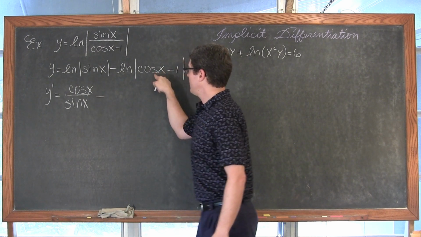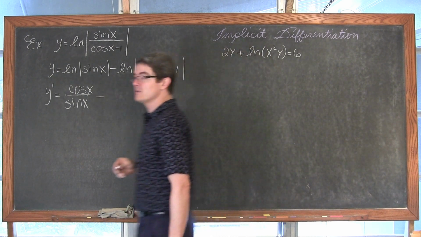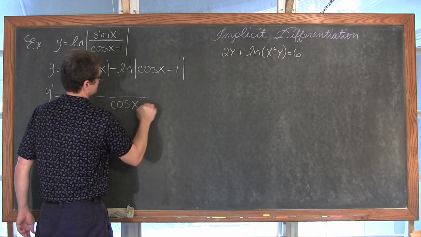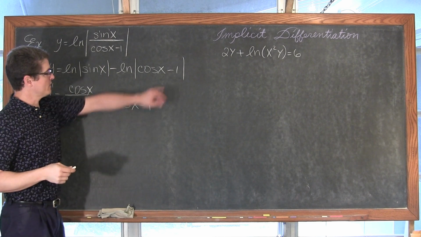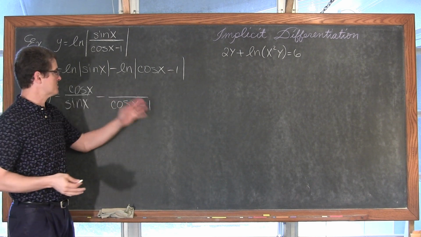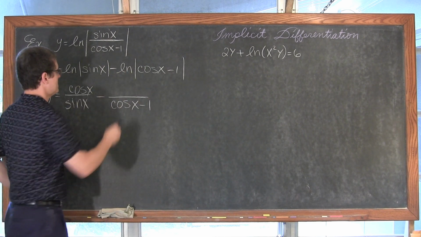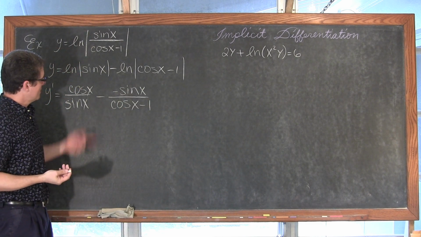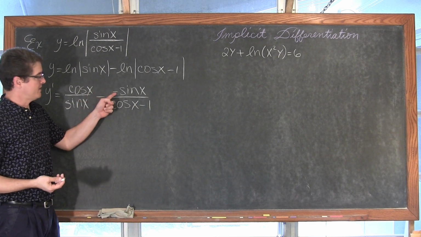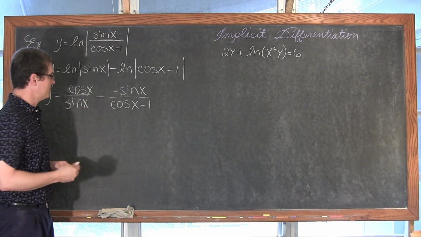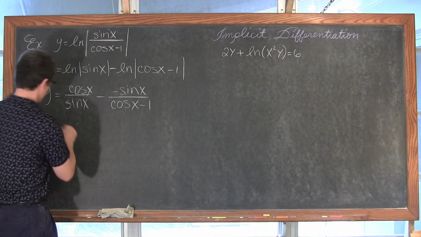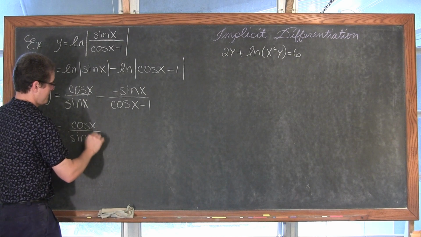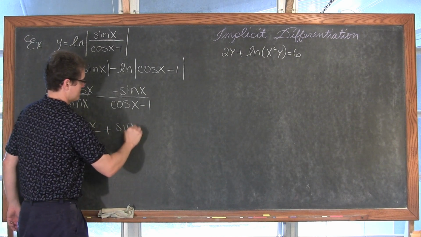Minus, now here, our u is cosine x minus 1, and our u prime, well, the derivative of negative 1, a constant, is 0, so just the derivative of cosine is negative sine x. Now, we got a negative, and then we have a negative in our numerator, so subtracting a negative is addition. So we have y prime is equal to the cosine of x over sine x plus the sine x over the cosine x minus 1.